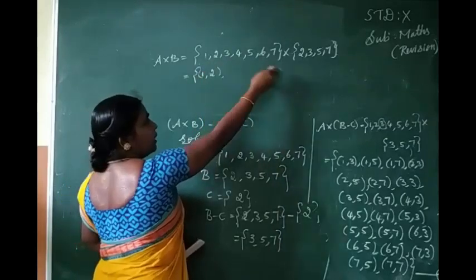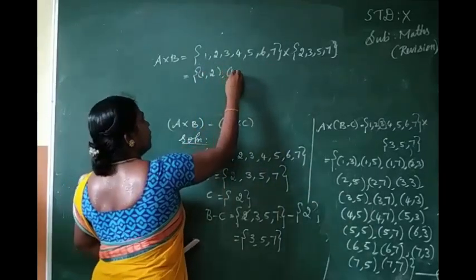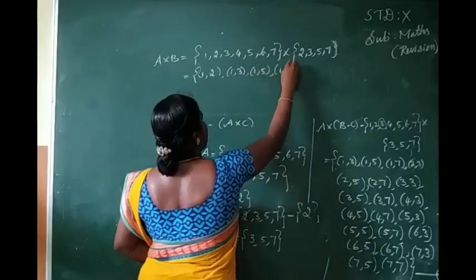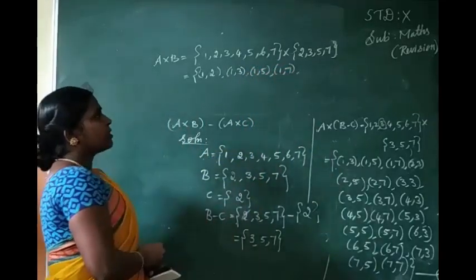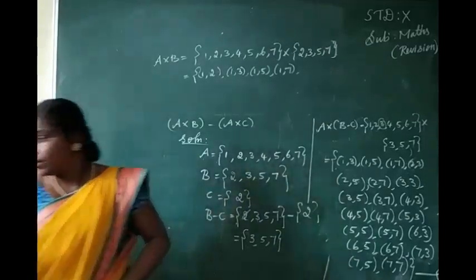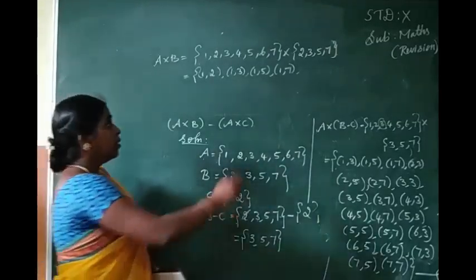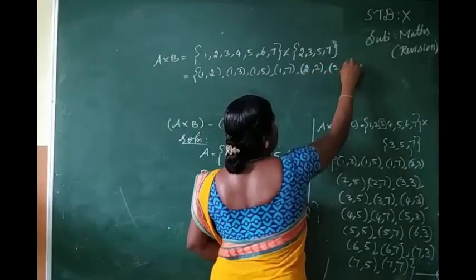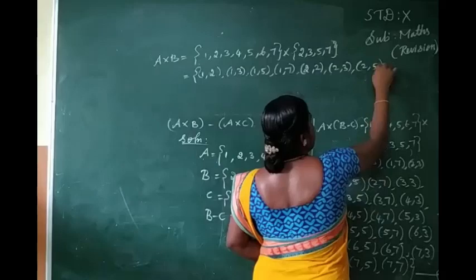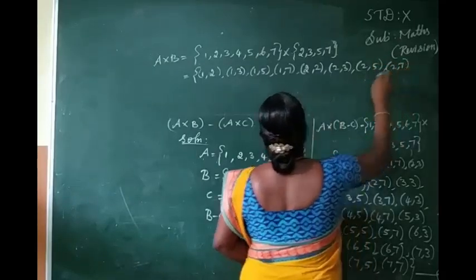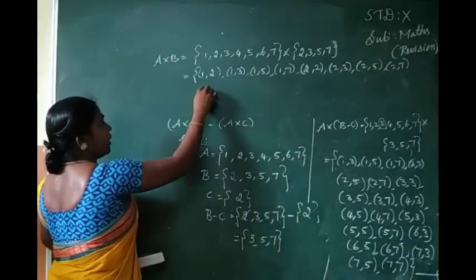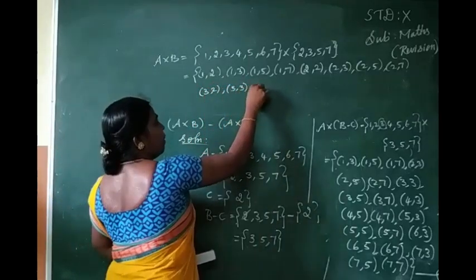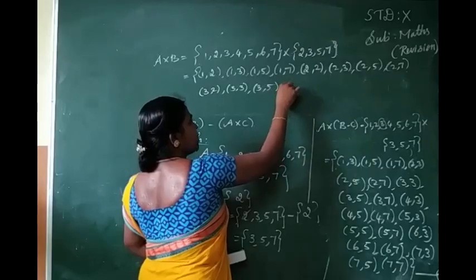Listen. 1 comma 3, 1 comma 5, 1 comma 7. Okay, are you clear? Next you can say 2 comma 2, 2 comma 3, 2 comma 5, 2 comma 7. Now you can continuously say next one: 3 comma 2, 3 comma 3, 3 comma 5, 3 comma 7.